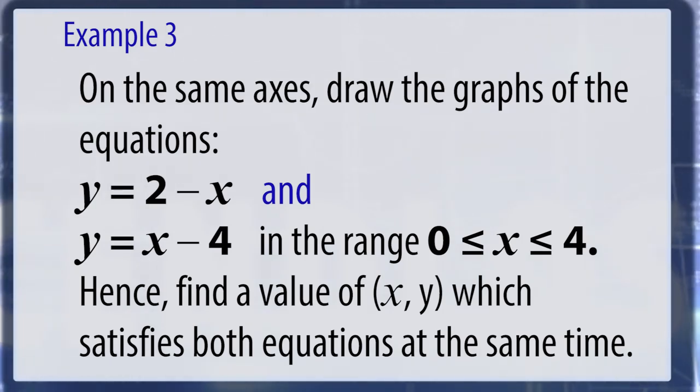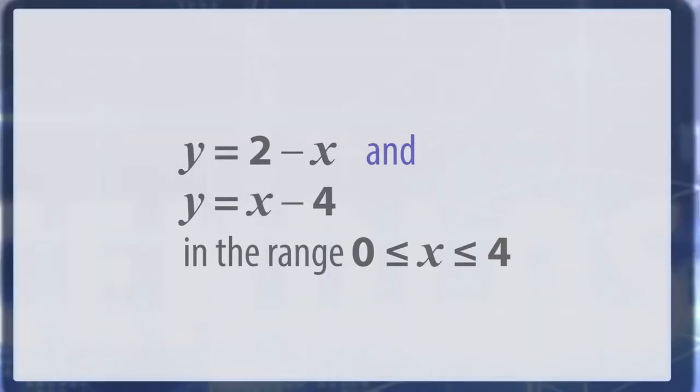Now, since we are given a range from 0 to 4, the best thing is to draw a table of values for the two equations. So let us try to draw the tables for the two equations. Note that the simultaneous equations are given as y is equal to 2 minus x and y is equal to x minus 4.